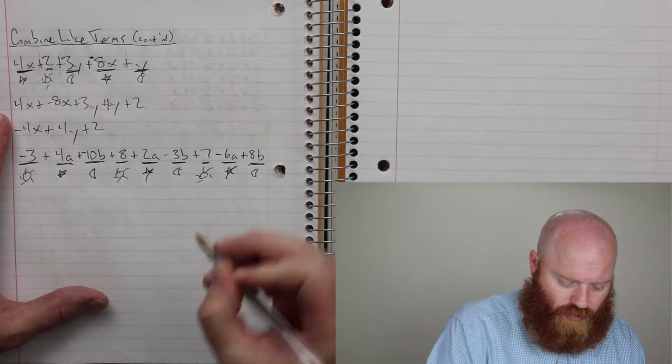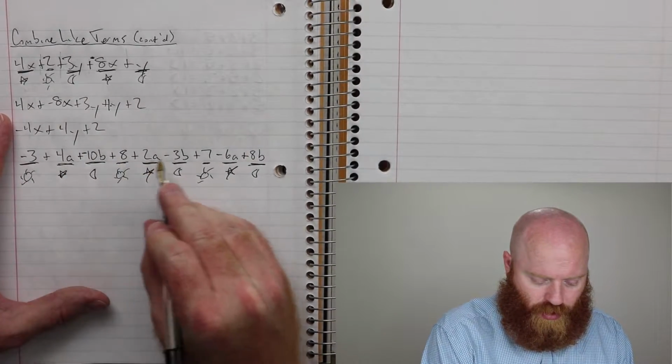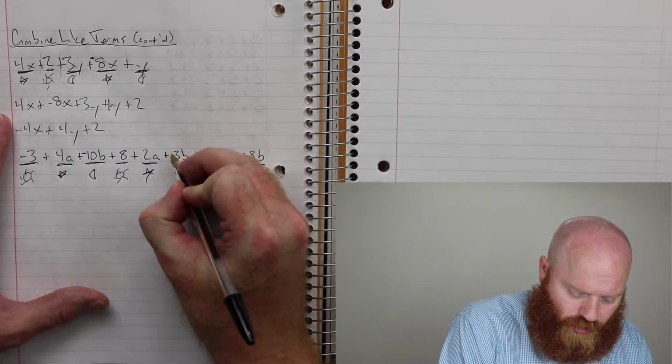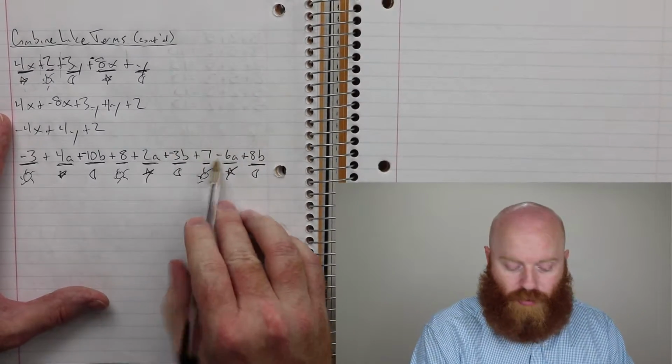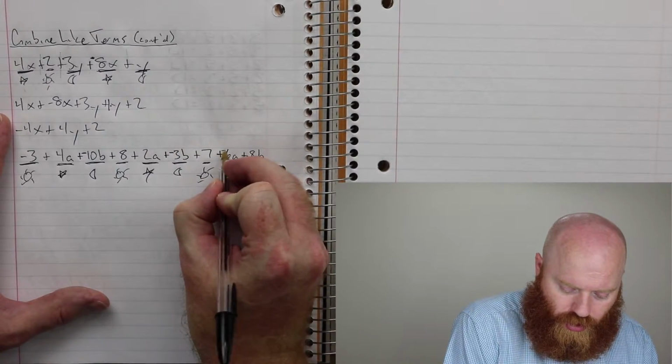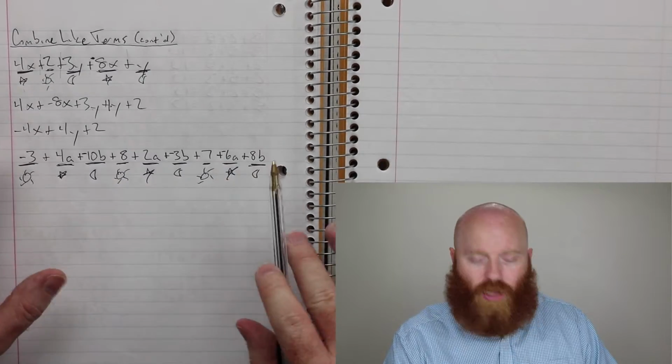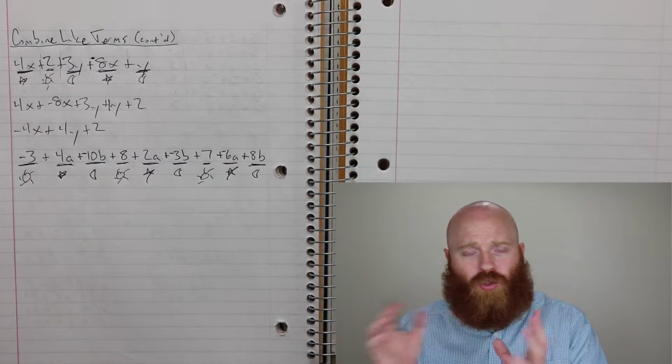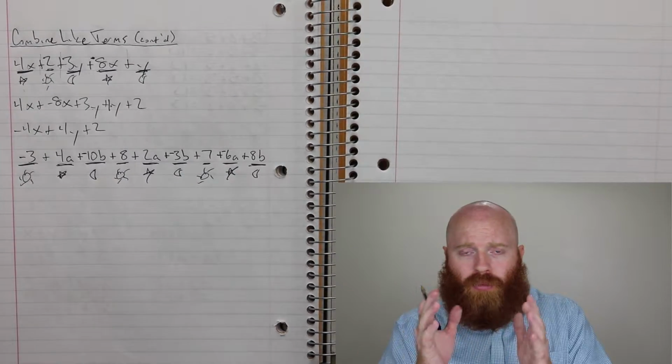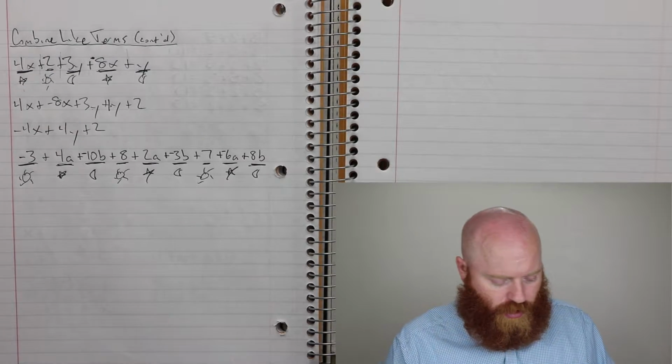1, 2. Keep going, plus, not plus. 1, 2. Plus, not plus. 1, 2. Okay, so now I've got all pluses. Now I can commute and travel all I want. Switch the order. Put all the a's in the front, put the b's in the middle, and put the numbers at the back where they belong.